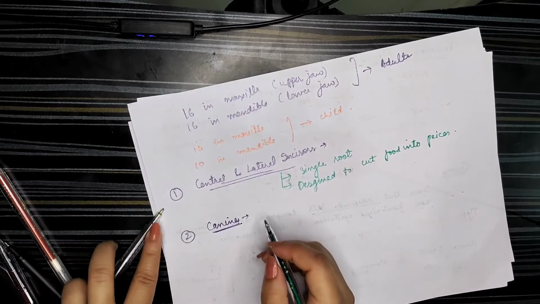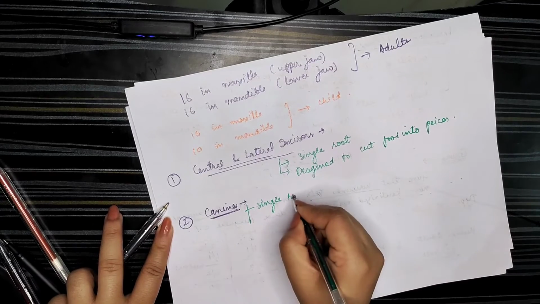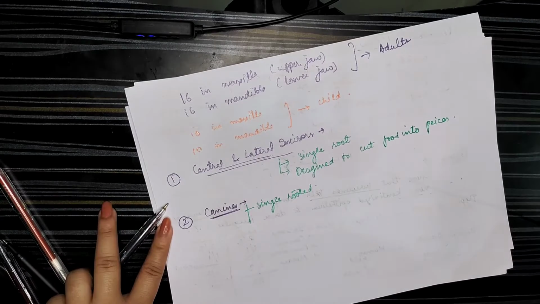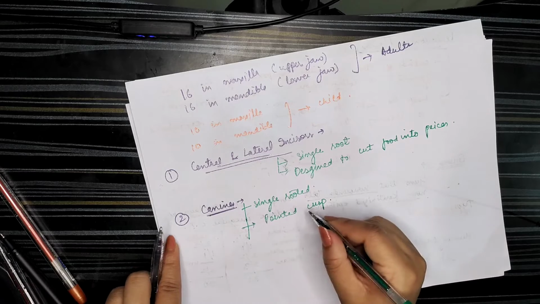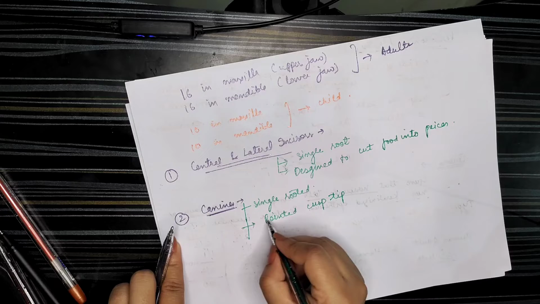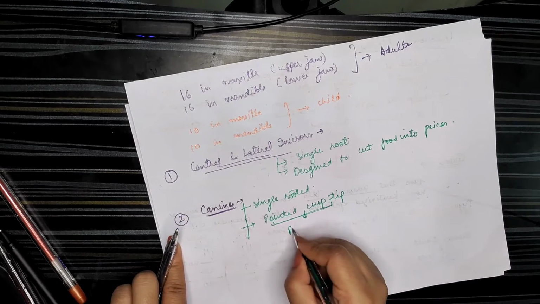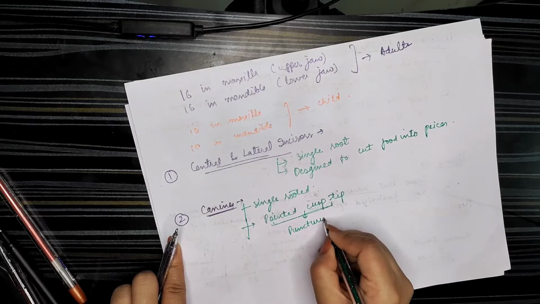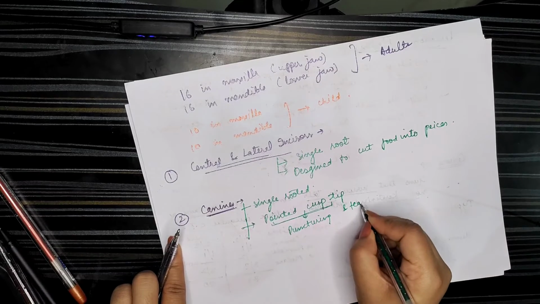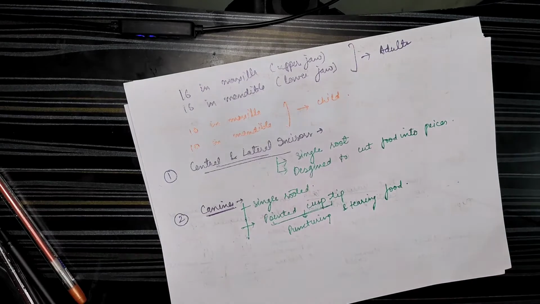Now, the second type of teeth is canines. These teeth are also single rooted, but they have a pointed cusp tip, and this pointed cusp tip is for puncturing and tearing food.